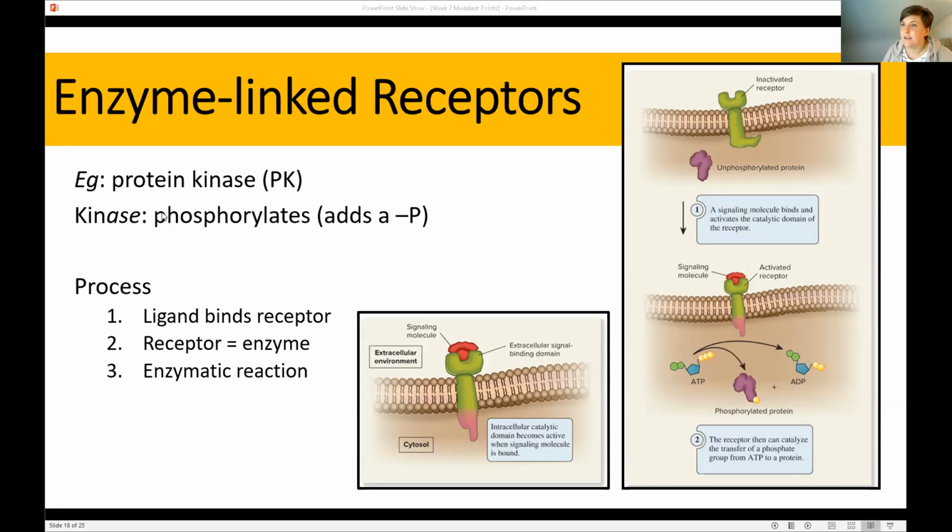And in the case of our example, which is protein kinases, the reaction we're driving is phosphorylation. All right. So our process for any enzyme linked receptor is just we have our ligand find a receptor. That receptor has enzymatic function or is linked to an enzyme itself. And then once we bind the ligand to the receptor, we get an enzymatic reaction. Protein kinases are one example of enzyme linked receptors where the enzyme itself phosphorylates a protein. It steals the phosphate from an ATP and adds that stolen phosphate to something else.